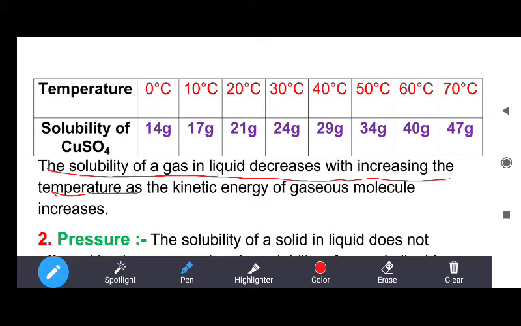For example, if you drink a hot cold drink, then you will not feel the presence of CO2 in the cold drink. But if you drink a chilled cold drink, then the solubility increases as the temperature decreases. Then the maximum amount of CO2 will dissolve, and you will feel the carbon dioxide when you drink the cold drink.